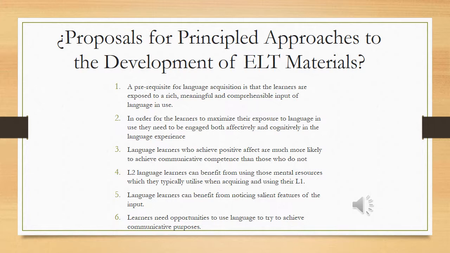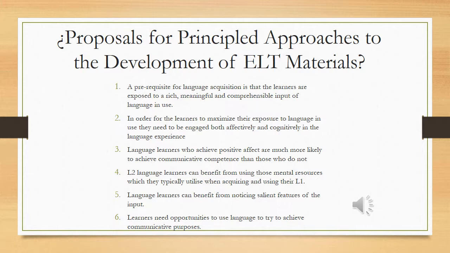This proposal states that the cognitive and affective aspects are linked to the success of students who are learning a second language. The third principal approach is that language learners who achieve positive affect are much more likely to achieve communicative competence than those who don't. This proposal says that learners have to be happy about their learning environment, about their teachers, about their materials, in order to have an enjoyable learning experience.